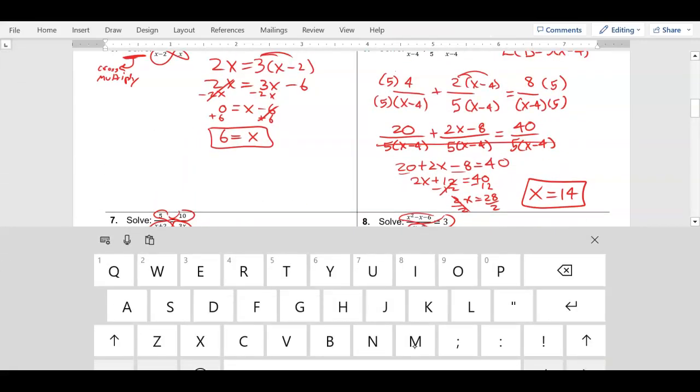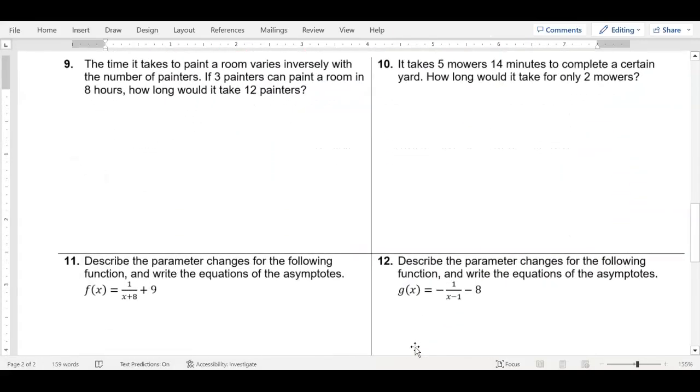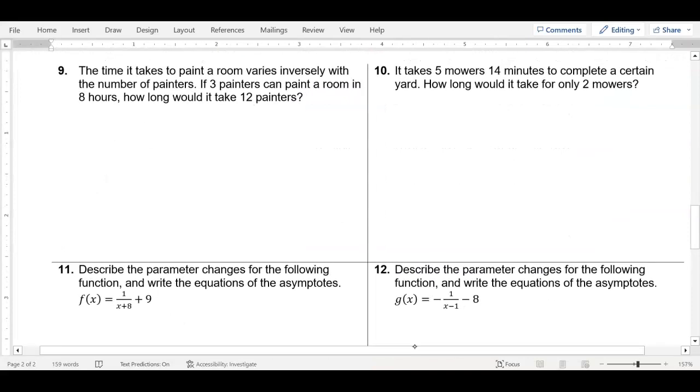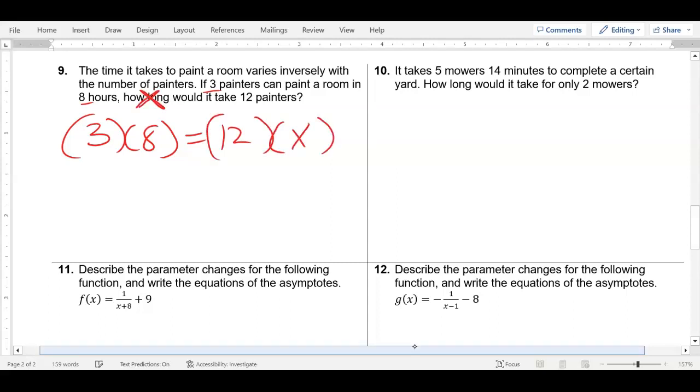Alright, so last page here, number 9. The time it takes to paint a room varies inversely with the number of painters. So 3 painters take 8 hours. How long would it take 12 painters? How long is x time? So if I just divide by 12, 3 times 8 divided by 12, that should give me 2 hours.